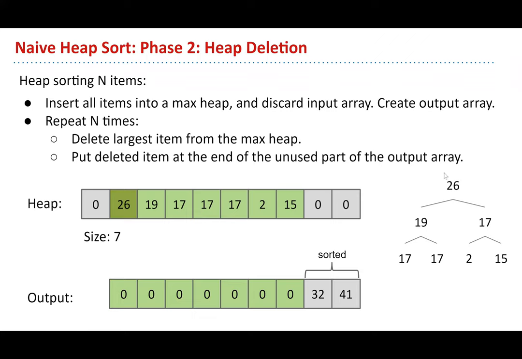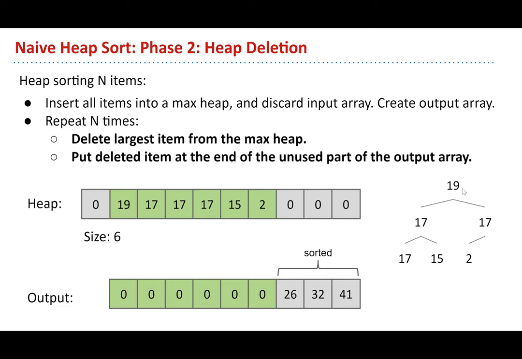Right. 15 gets put in the empty top and then, yeah, it gets sunk. Exactly. 15 gets put in the root. It returns to its natural place in the hierarchy, which was here. All right. That's heap sort.